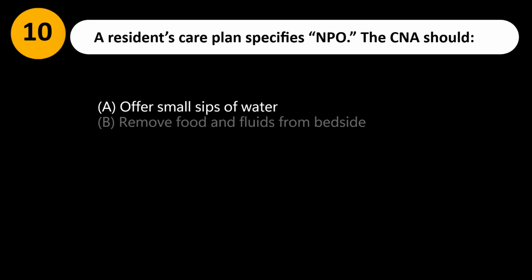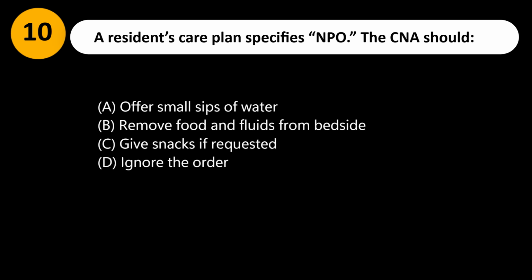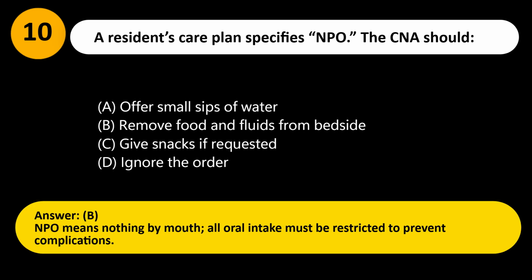A resident's care plan specifies NPO. The CNA should A. Offer small sips of water. B. Remove food and fluids from bedside. C. Give snacks if requested. D. Ignore the order. Answer: B. NPO means nothing by mouth. All oral intake must be restricted to prevent complications.